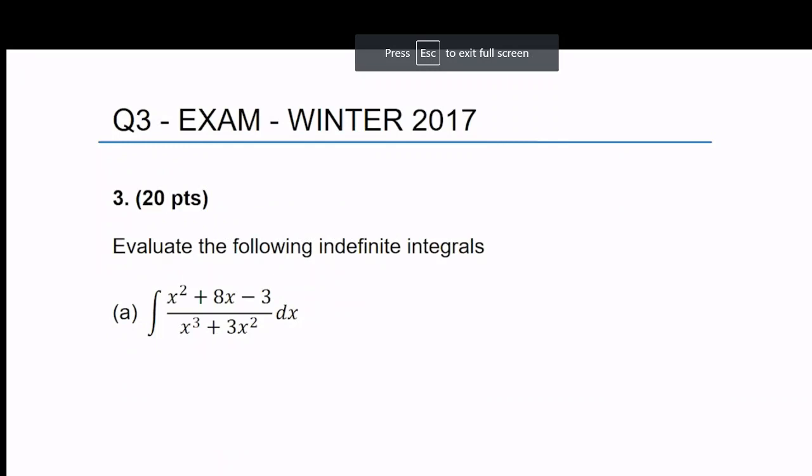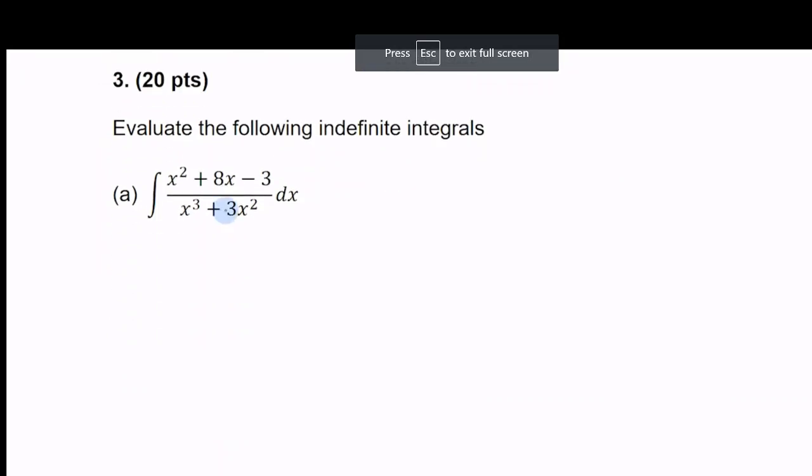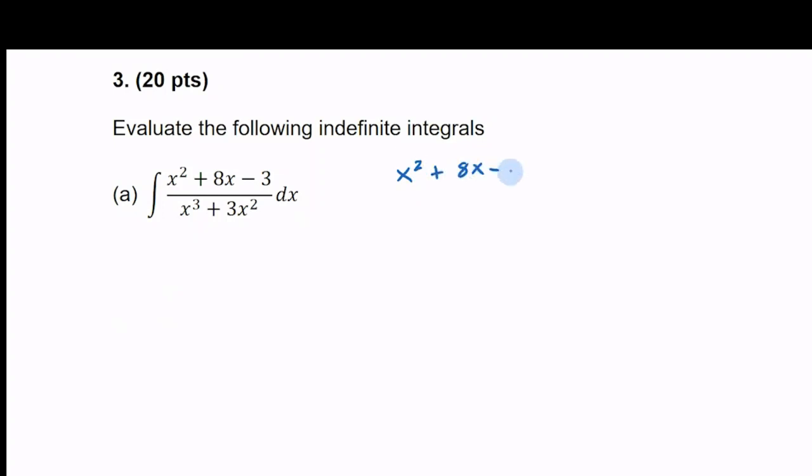Evaluate the following indefinite integral. Looking at this function, we realize it's a rational function, so we should go ahead and attempt to find partial fractions. So we're going to rewrite the numerator, x squared plus 8x minus 3. The denominator can be factored into x squared times x plus 3.